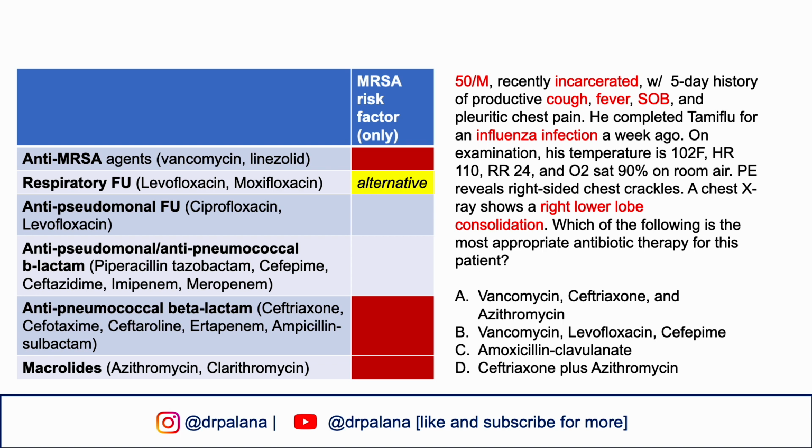Vancomycin, ceftriaxone plus azithromycin. If the patient has MRSA risk factors, select a combination of an anti-MRSA agent plus an anti-pneumococcal beta-lactam regimen plus a macrolide or doxycycline. Another option is anti-MRSA plus a respiratory fluoroquinolone. Option B is appropriate if the patient has MRSA and Pseudomonas risk factors. Option C is an oral therapy and is not appropriate since the patient has significant clinical findings and should be hospitalized. Option D is the best option if the patient has no MRSA or Pseudomonas risk factors.